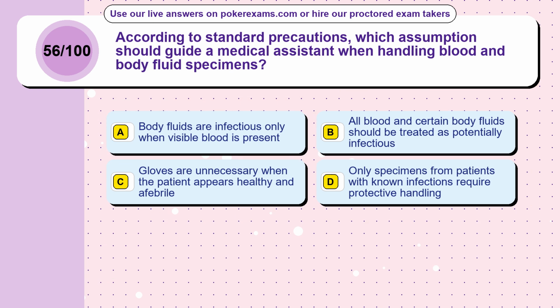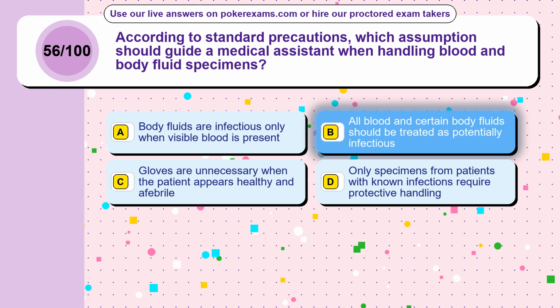Question 56. According to standard precautions, which assumption should guide a medical assistant when handling blood and body fluid specimens? Option A. Body fluids are infectious only when visible blood is present. Option B. All blood and certain body fluids should be treated as potentially infectious. Option C. Gloves are unnecessary when the patient appears healthy and afebrile. Option D. Only specimens from patients with known infections require protective handling.